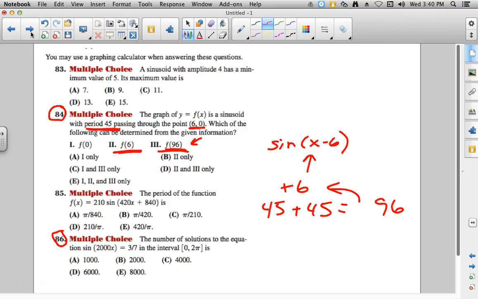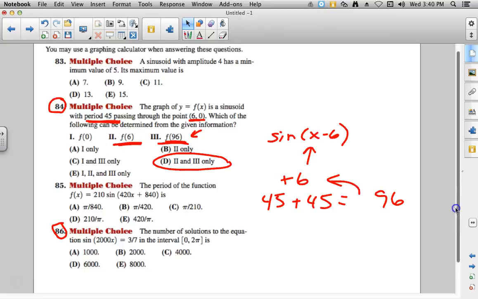But to figure out f of 0, I would need to know what a is. I would need to know what b is. I would need all that extra information. So these just happen to be the exact same position because we're really just moving at 2 full periods. So that means D is the only one that we would be able to figure out here.